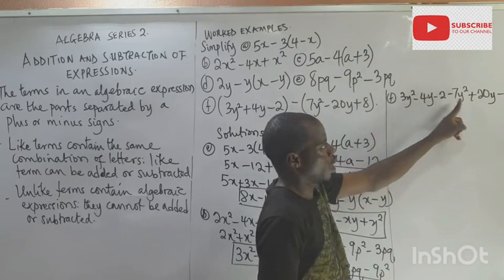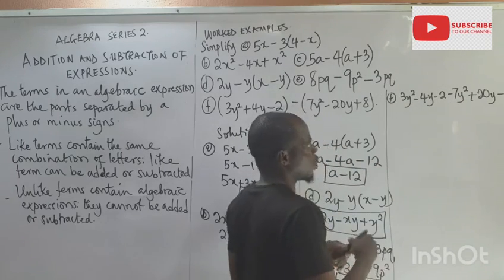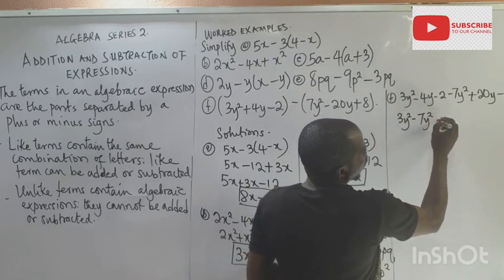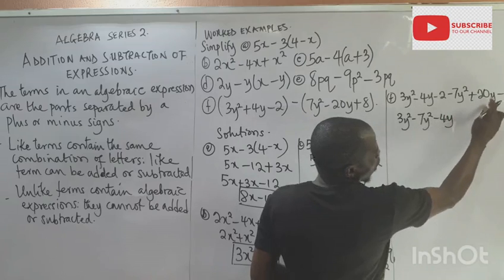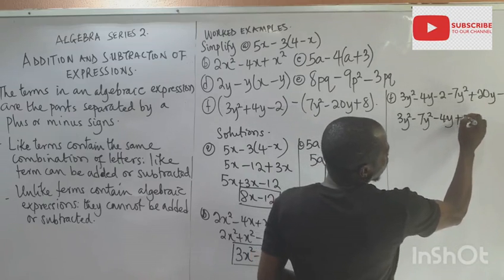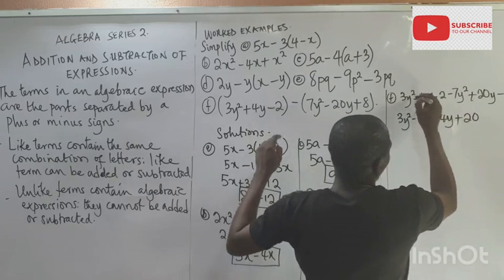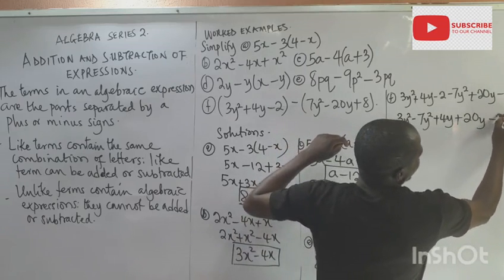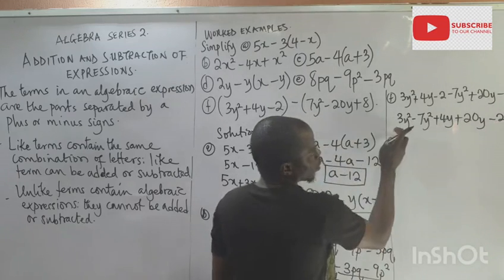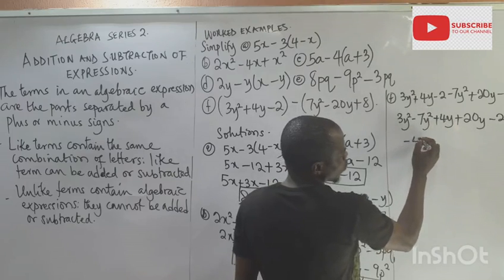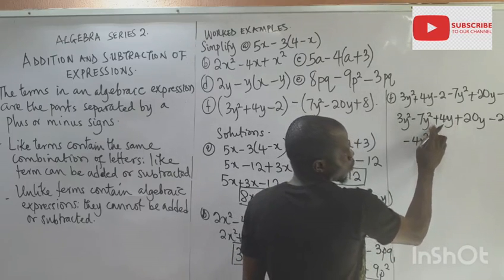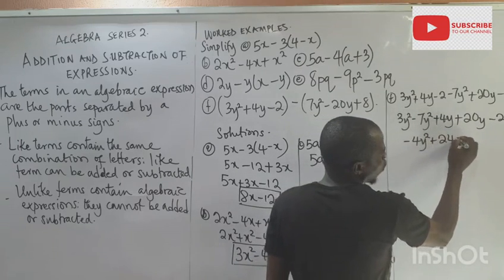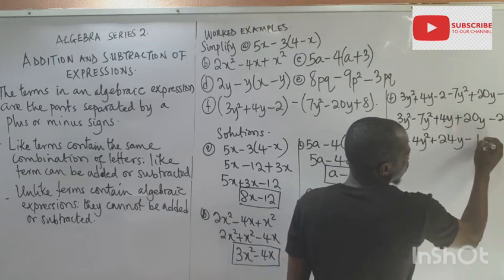Now, you have 3y squared and 7y squared. Those are the like terms that we have first. So you have 3y squared minus 7y squared. Now, we have minus 4y and plus 20y, then minus 2 minus 8. So 3y squared minus 7y squared gives us minus 4y squared. Now, plus 4y minus 20y. Those are the like terms. That's plus 24y, then minus 2 minus 8 is minus 10.